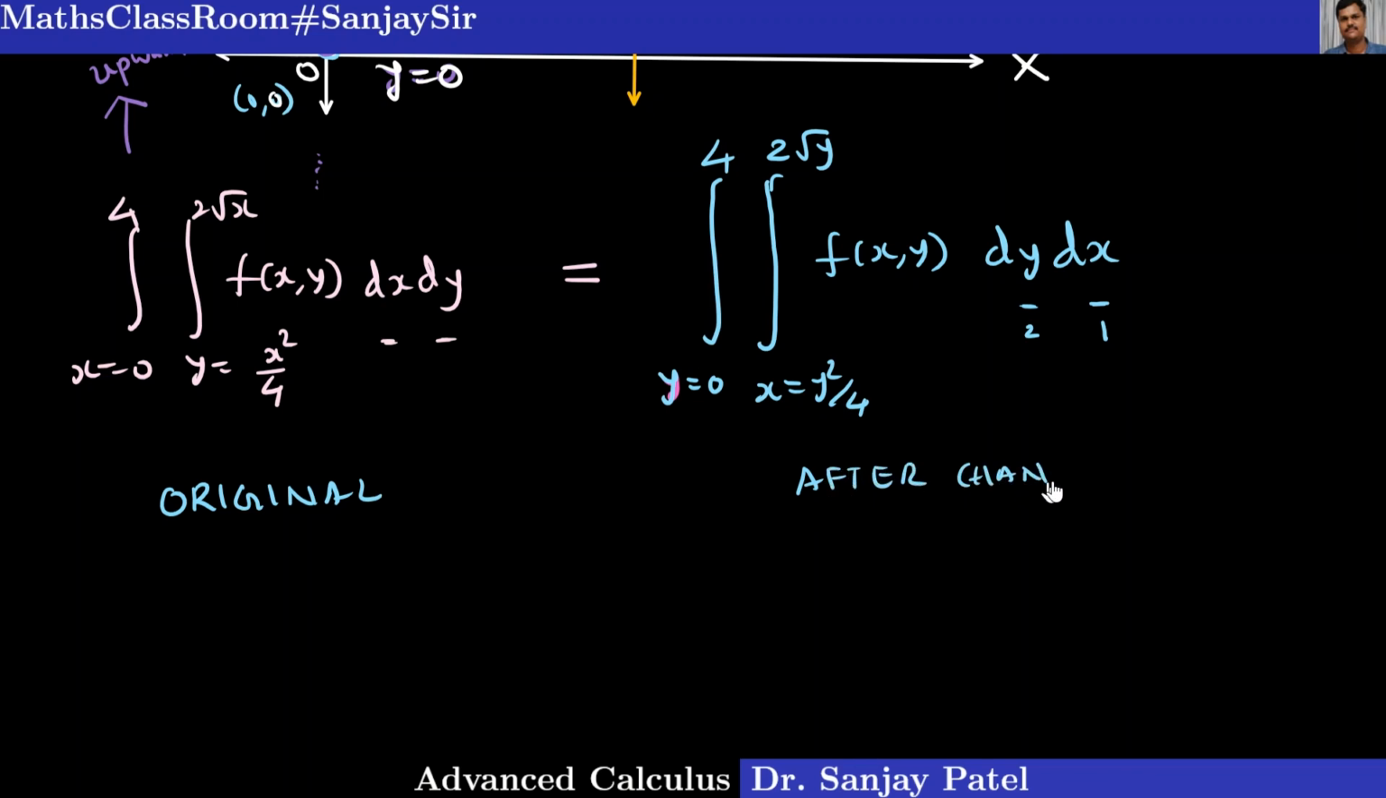So this is the original integration, and this is after changing the order of integration. Here it is integrated with respect to x first, so the limits of x will be functions of y, and then with respect to y. So the final integration is with respect to y, so that limit must be constant. Here you see it is integrated with respect to y first, so the limits of y are functions of x, and then lastly it is integrated with respect to x. So the limits of x are always constants.